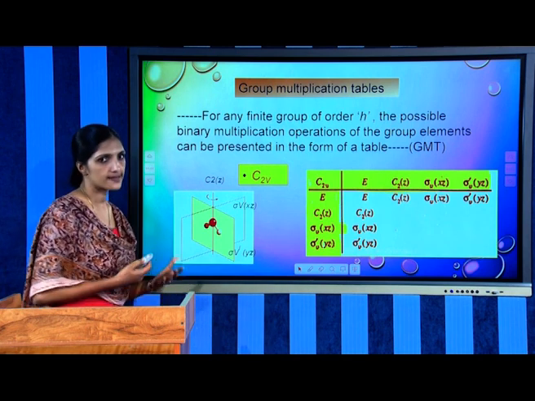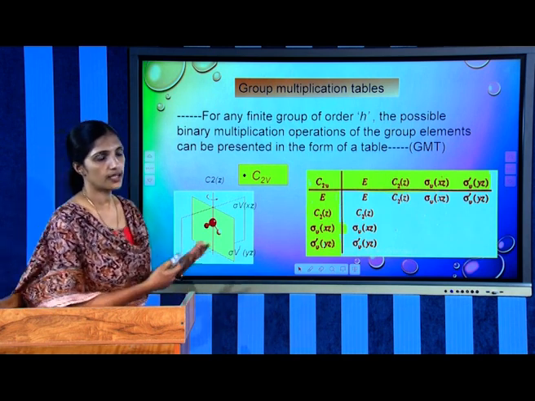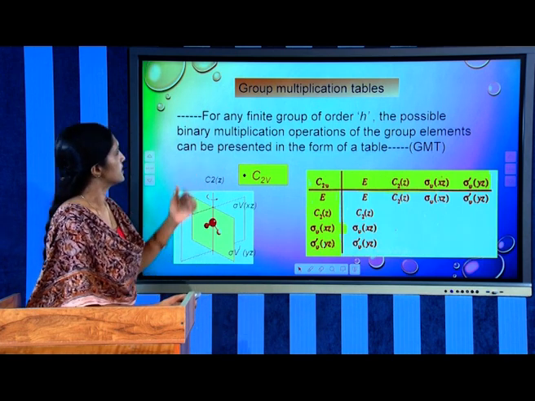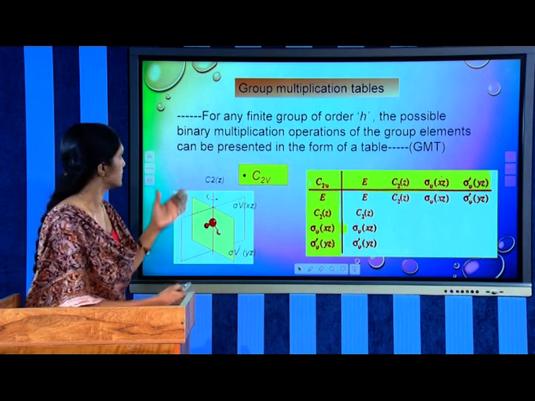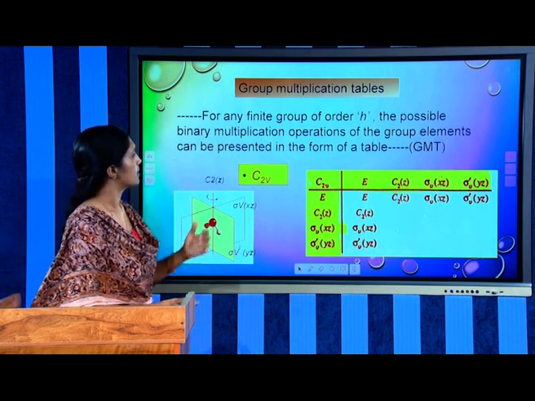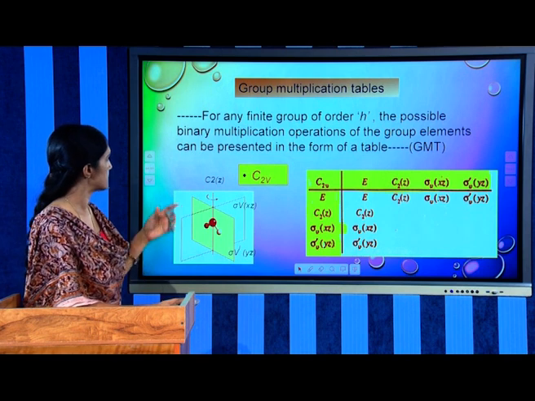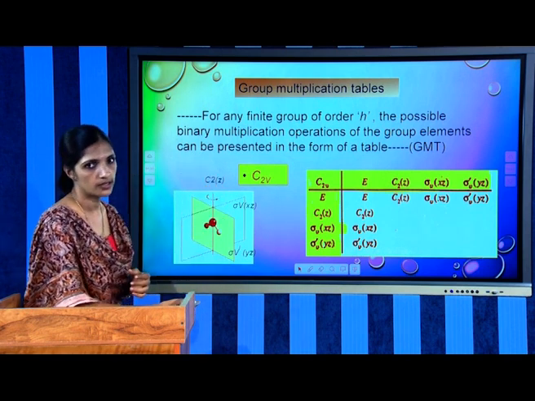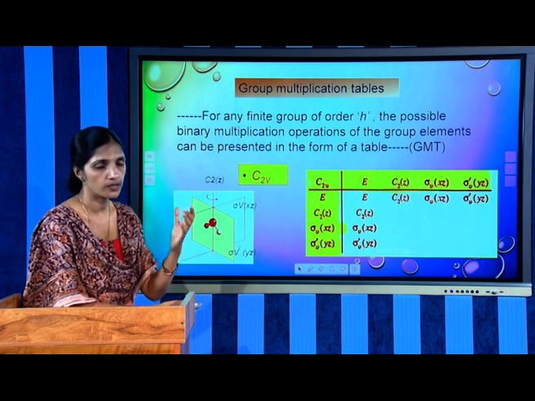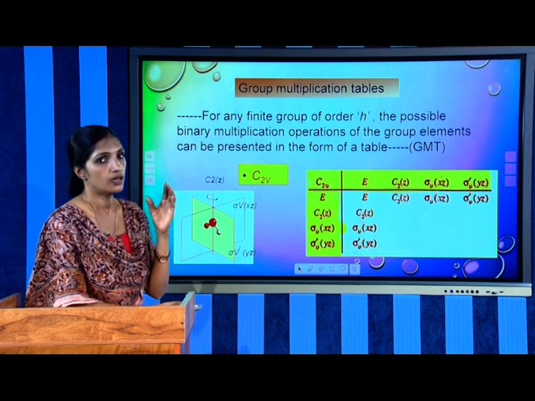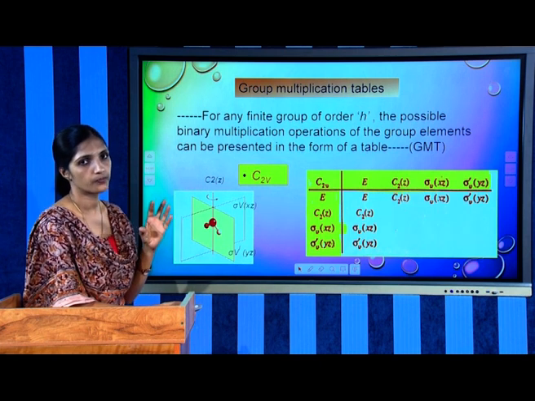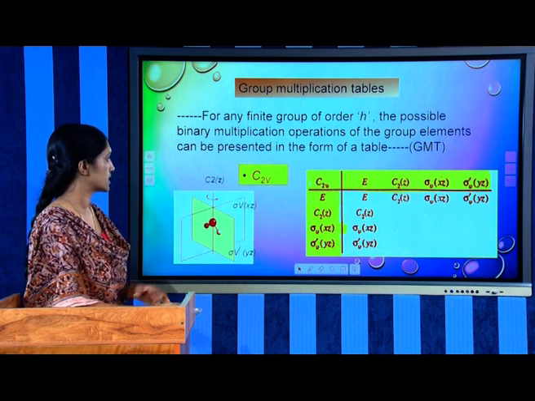Now, we have to construct group multiplication tables. And what is a group multiplication table? Let us look. For any finite group of order h, the possible binary multiplication operations of the group elements can be represented in the form of a table known as a group multiplication table. Okay, all the possible binary multiplications of the elements of the group can be represented in the form of a table, and that is known as a group multiplication table.